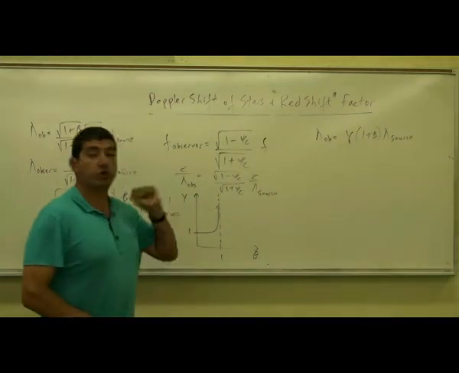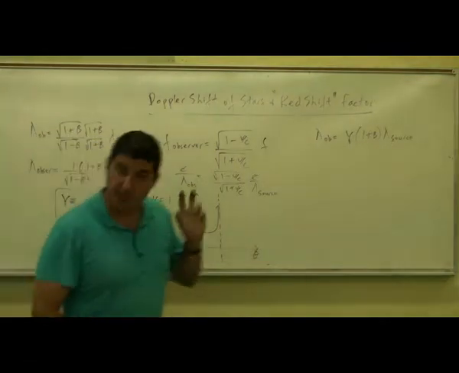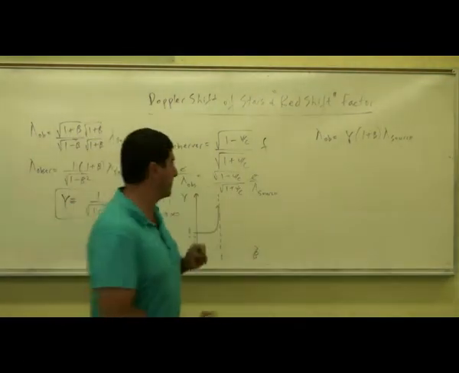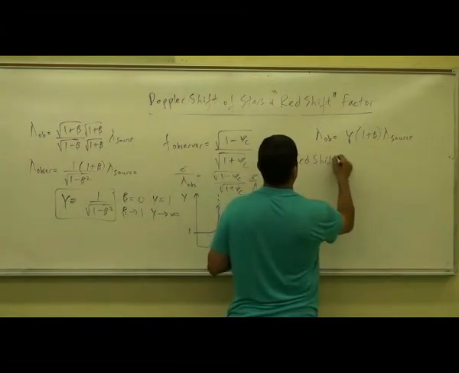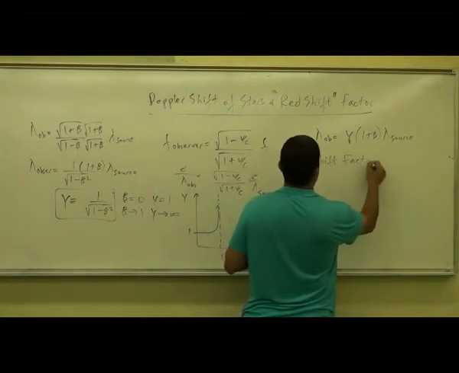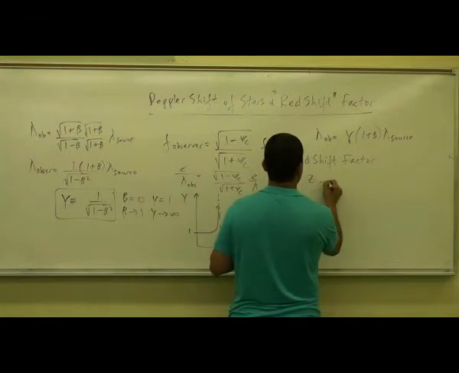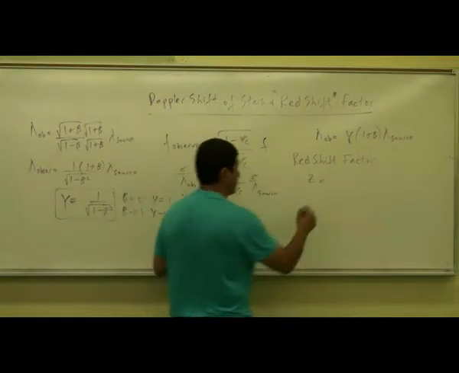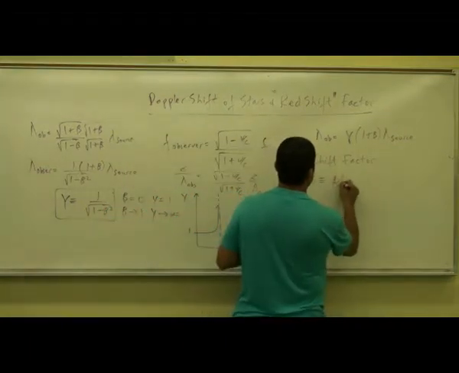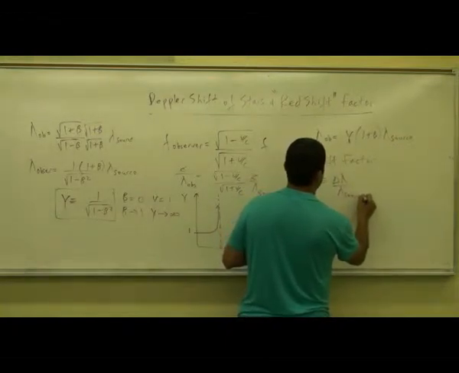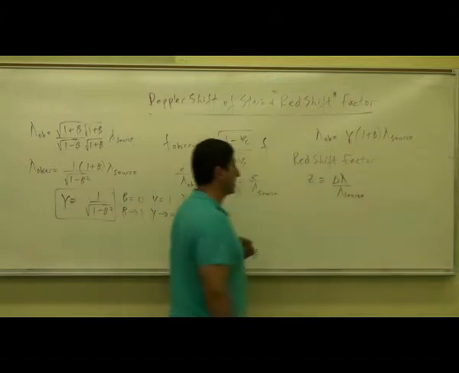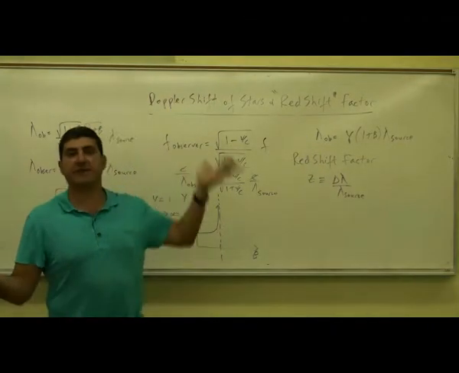Now, we also define something else. In astronomy, this is known as the redshift factor. This is known as Z. The Z is defined as this. It's the change of lambda over the lambda of the source. Okay? That's its definition, right?